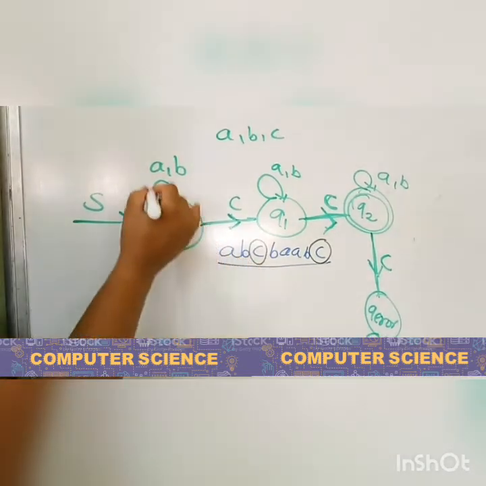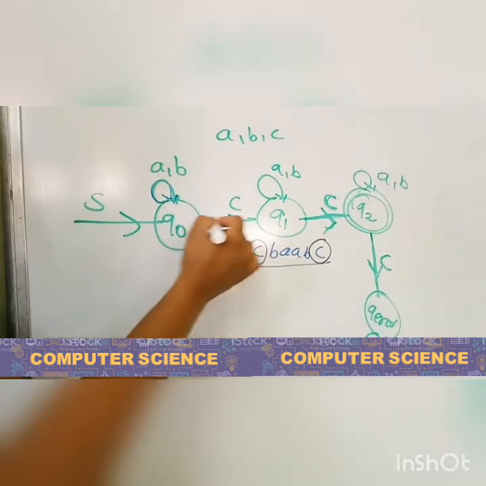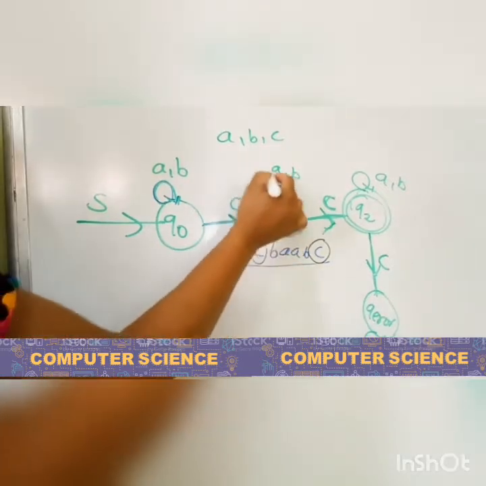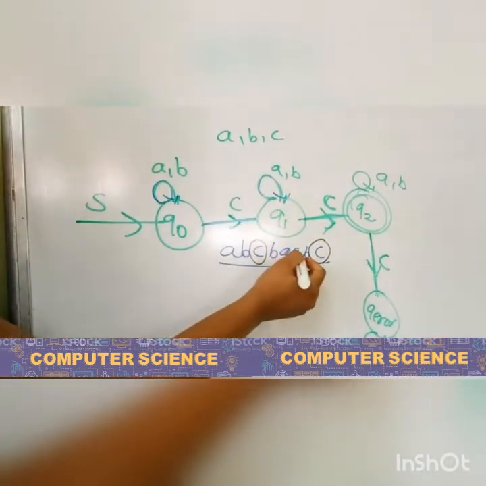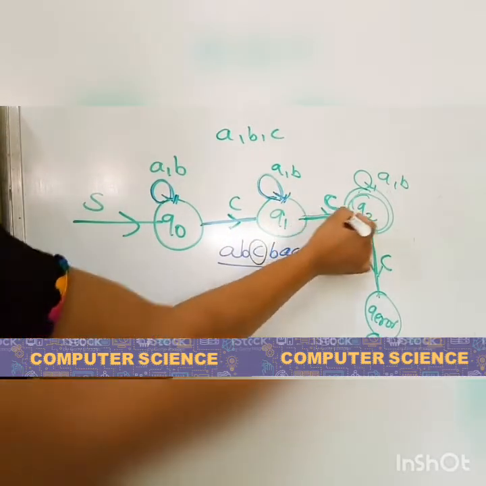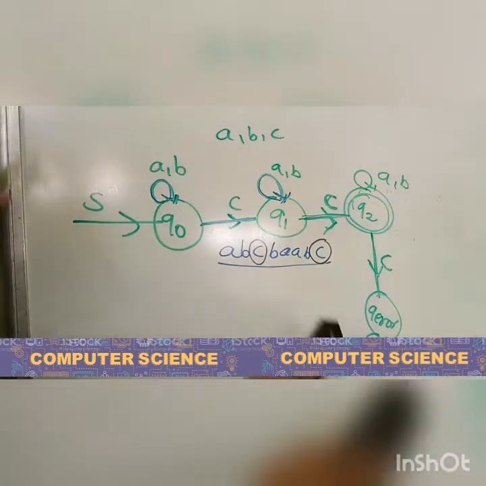So when A comes, it will stay here. When B comes, it will stay here. When C comes, it will switch to Q1. When again B comes, it will stay in itself. Again A comes, it will stay here. And when C comes, it will go to the Q2 state. And according to the logic, we know that when the answer becomes a final state, the double circle state, our DFA will accept, otherwise it will be rejected.